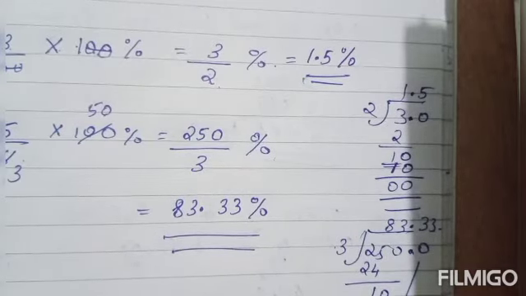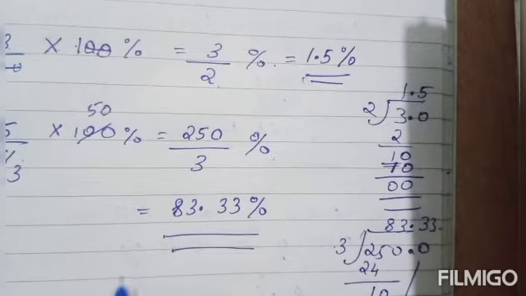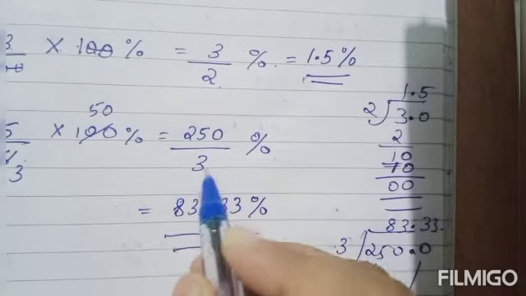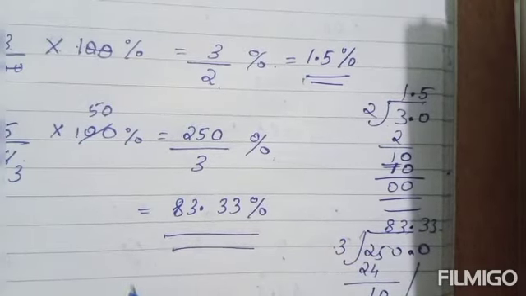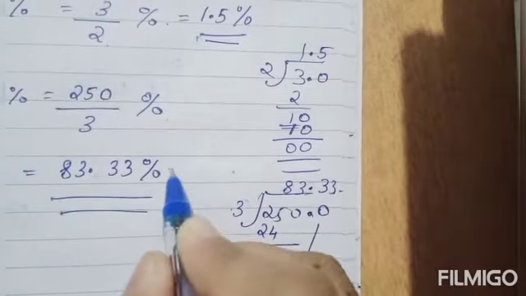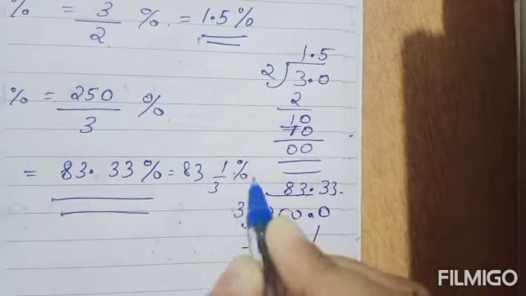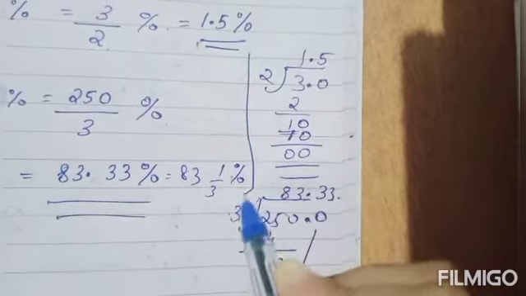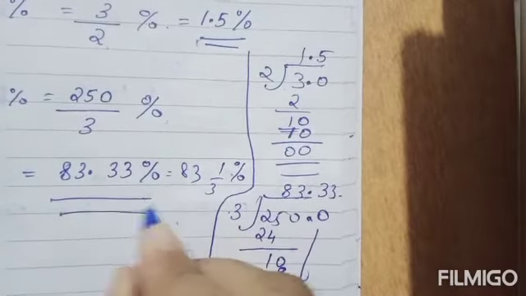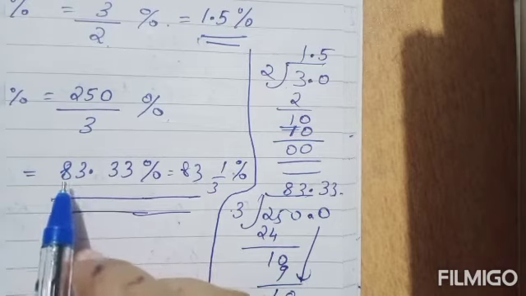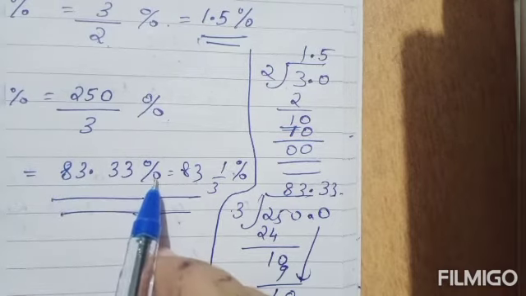You can write 250 by 3% in mixed fractional form also. Since you will not get the remainder 0, you can write it in mixed fraction also. Then converting 250 by 3 to mixed fraction, you will get 83 1 by 3%. Both answers are correct. In mixed fraction, if you are writing, it means 83 1 by 3%. In decimal, if you are writing, it means 83.33%.